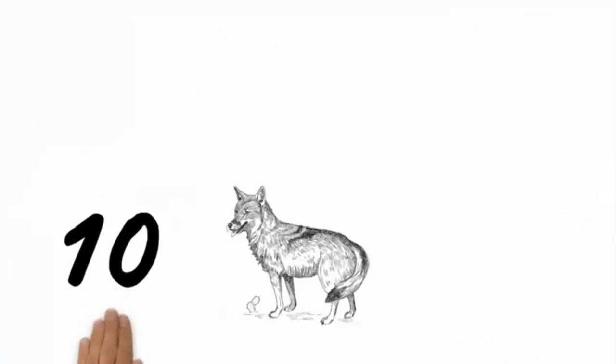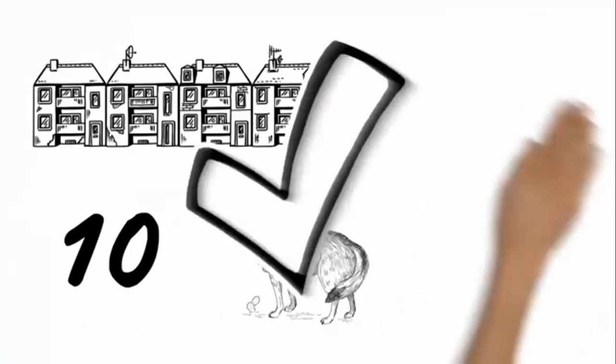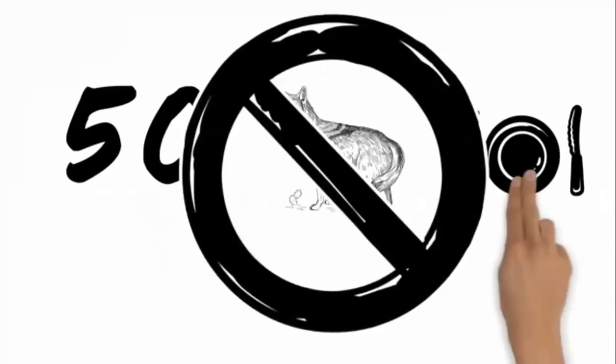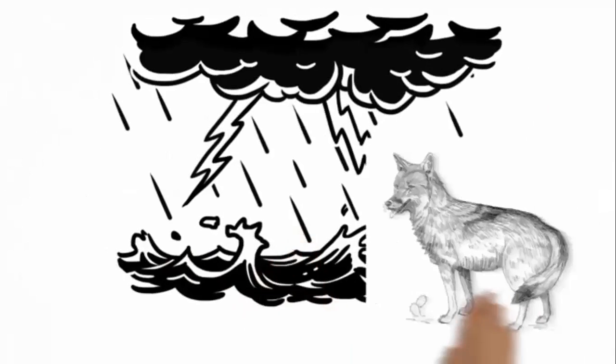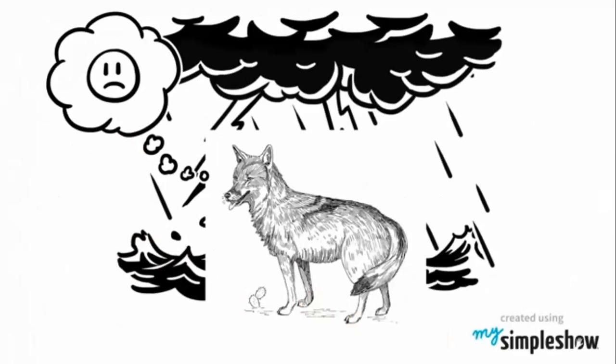If there are only 10 coyotes in your neighborhood, there's probably enough food for them all. But if there's 50 coyotes, there won't be enough food. And if there's a flood, all the coyotes will be affected, no matter if there's 10 or 50.